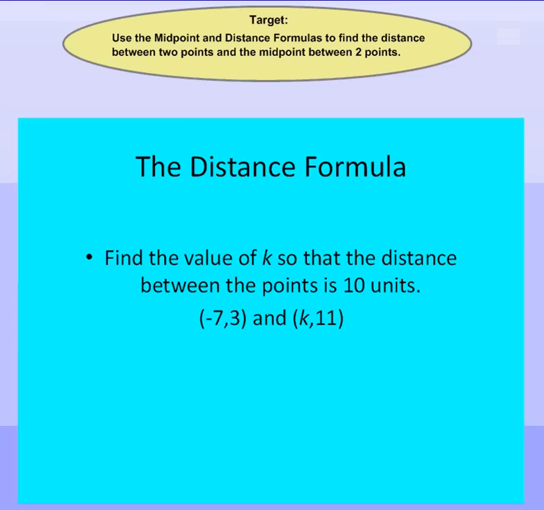Okay, let's try this one. We're going to find the value of k, so that the distance between the points is 10. The points are -7, 3, and k, 11. Let's think about this in a conceptual manner. Okay, let's use the coordinate plane.